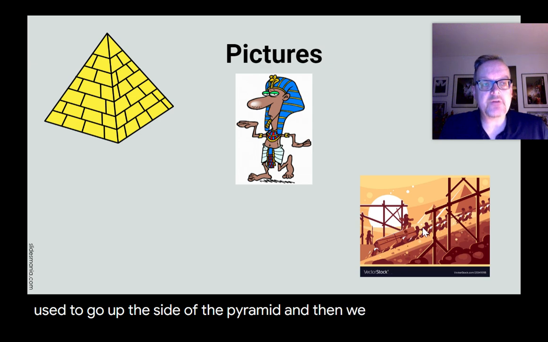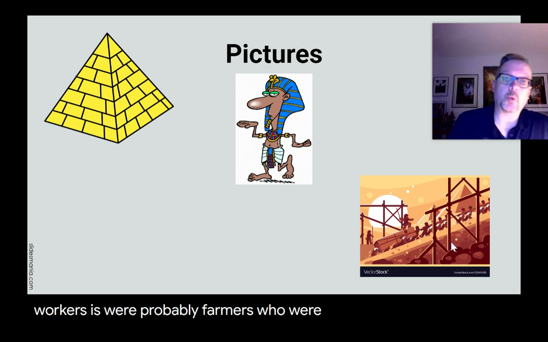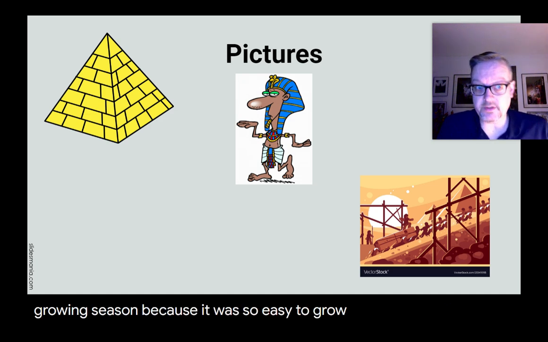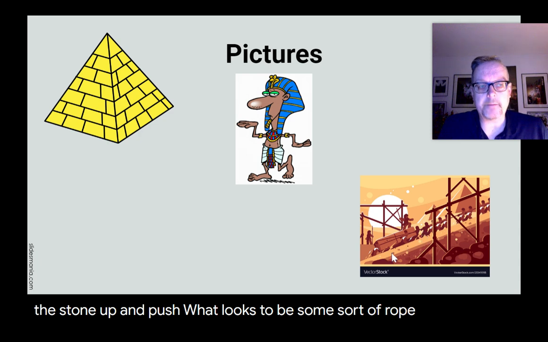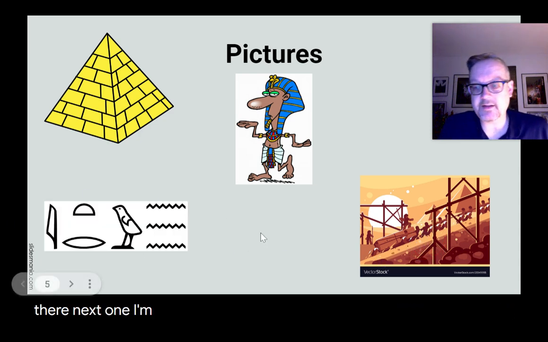And then we have Egyptian workers. These were probably farmers who weren't working during the growing season because it was so easy to grow food in Egypt, dragging the stone up and pushing it. And then we have what looks to be some sort of sled or ramp right there. Oh, next one. I'm sorry, I clicked the wrong button.